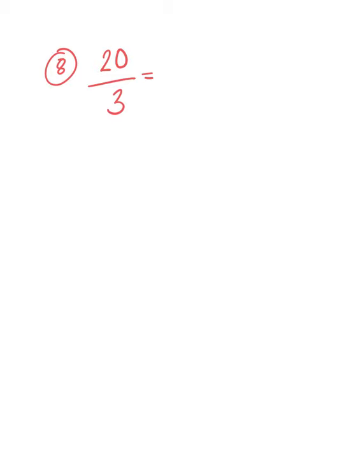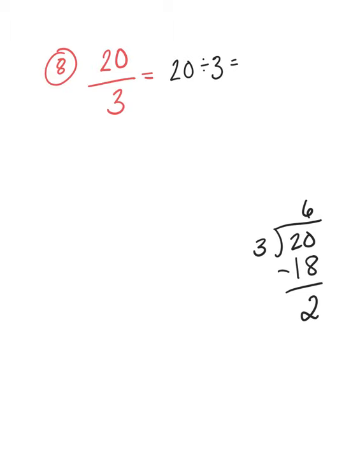20/3. We can rewrite this fraction as a division expression, 20 divided by 3. Let's work the problem off to the side. 3 goes into 20 6 times. 6 times 3 is 18. So I have 2 left over. The remainder is the top number in your fraction, and your divisor is the bottom number. So 20/3 is equivalent to 6 2/3.